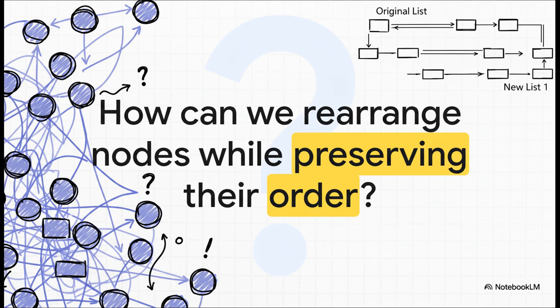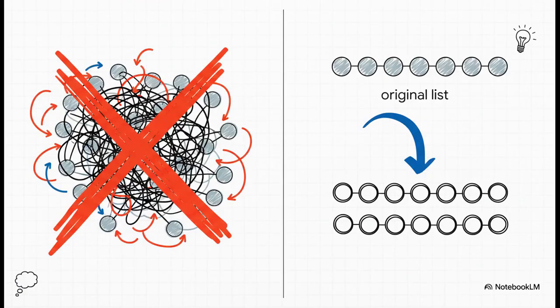I mean, if you try to start shuffling nodes around inside the list itself, oh man, you can end up with a complete spaghetti of pointers. It gets complicated really, really fast. There's got to be a better way, right? And you know what? There is.